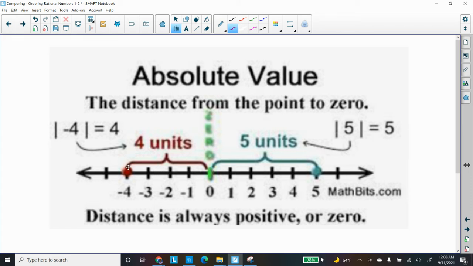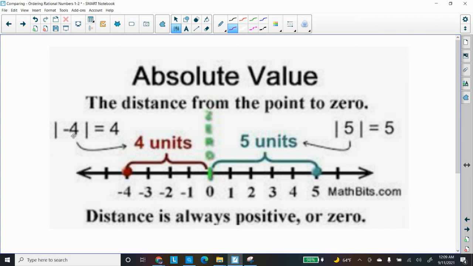If I count from -4, 1, 2, 3, 4. So there are 4 units or 4 steps away from 0. If I count from 5, 1, 2, 3, 4, 5. So 5 is 5 steps or 5 units away from 0. This distance that I just said, 4 units and 5 units, or 4 steps and 5 steps, is a positive number because distance is always positive, or 0 if there is no distance.